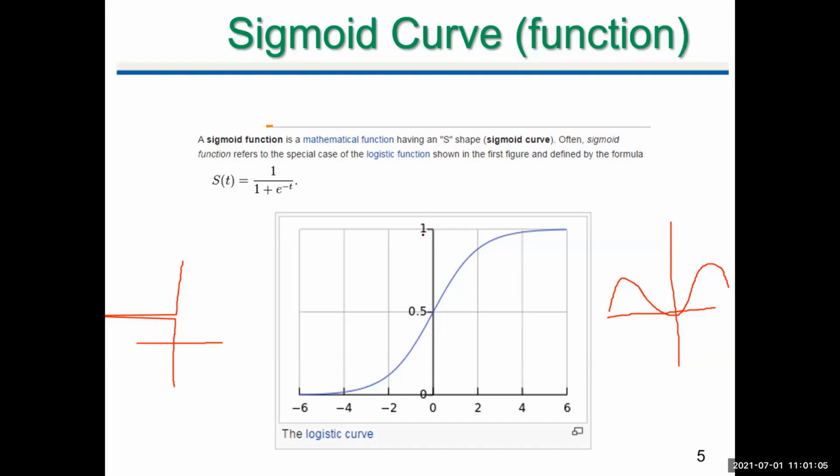Anyway, this is the curve, and you can see that the lowest it ever gets is 0, and the highest it ever gets is 1. And it never actually reaches 1, and it never actually reaches 0. And when x is 0, the height is 0.5. This is called a sigmoid curve or an S-curve. And the formula for it is this.